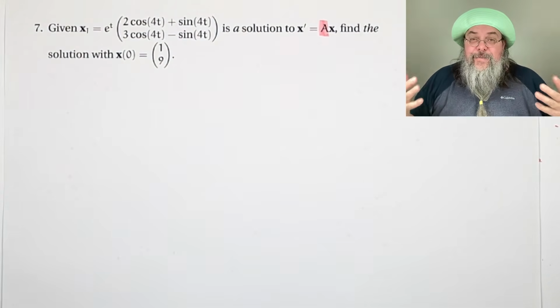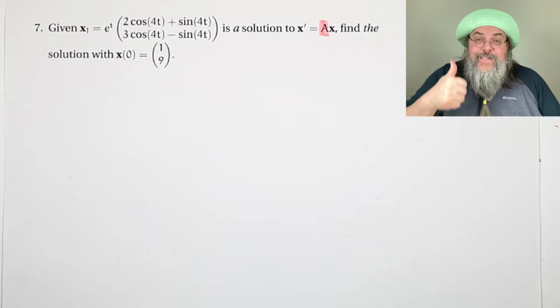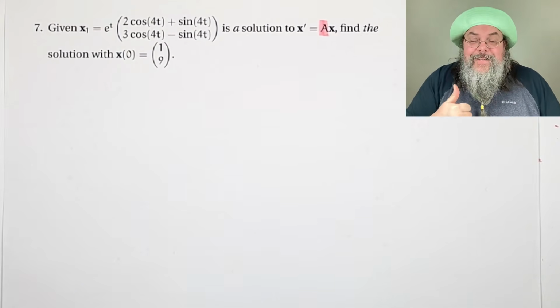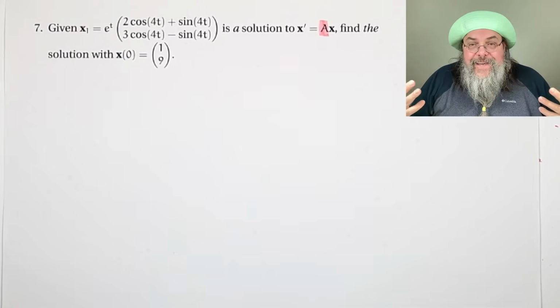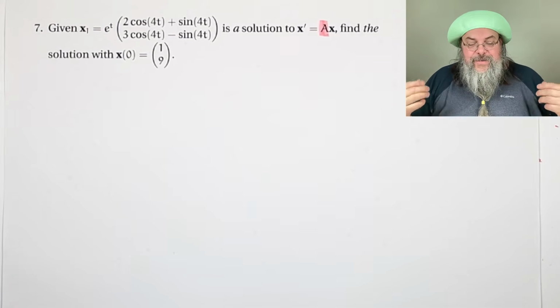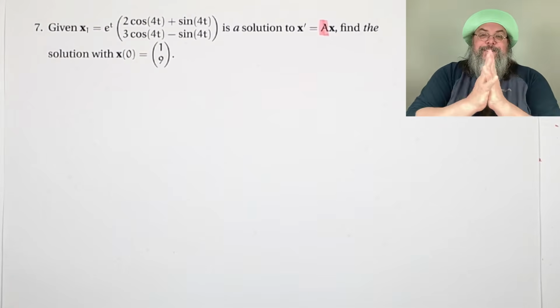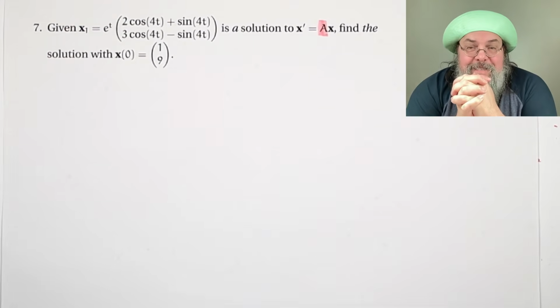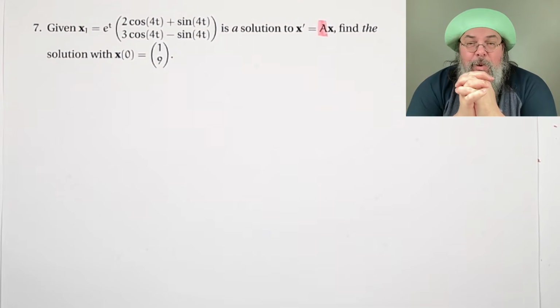Because we can't do superposition yet, we just have one solution. So we have to get a second solution. But we don't know A. So how can we get a second solution if we don't know A? All right, so let's sit back for a second and look at this.